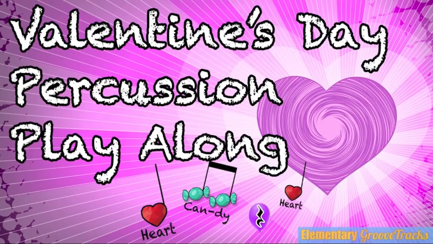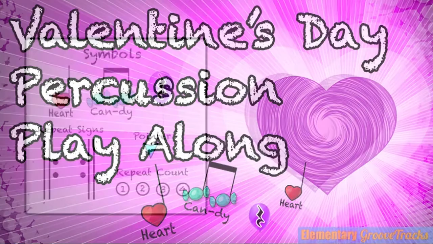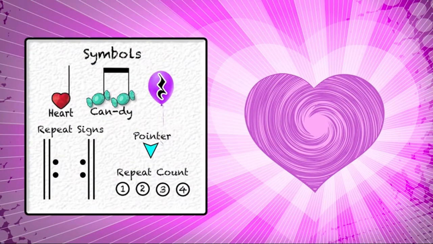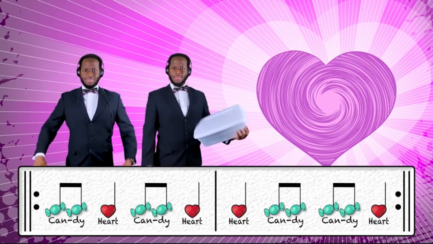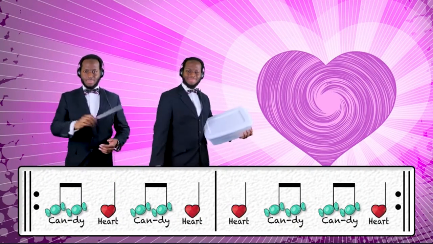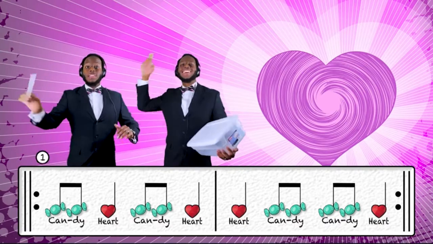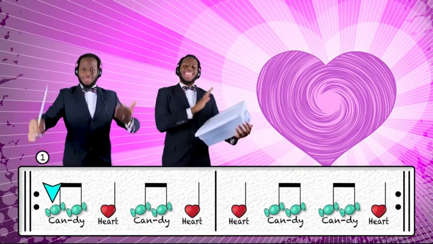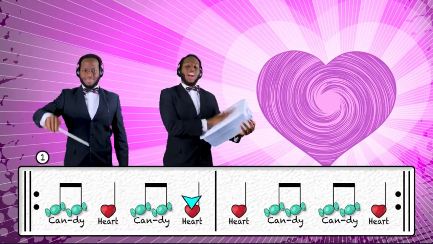All right, boys and girls, in our Valentine's Day percussion pluck along, anytime you see a heart, that's like your ta, and you're gonna tap your rhythm sticks one time. When you see candy, you're gonna tap it two times, and a rest, do nothing. Get ready. One. Here we go. Two, ready, go. Candy, heart, candy, heart.